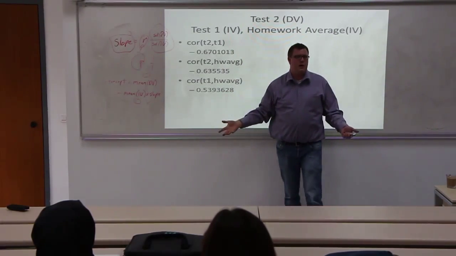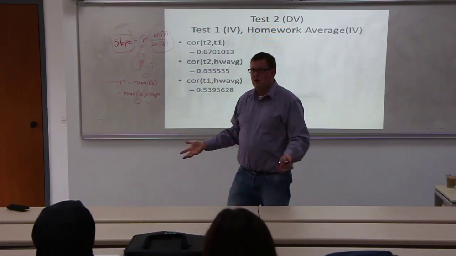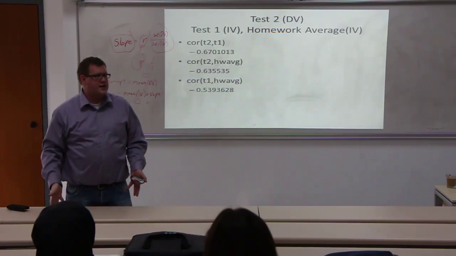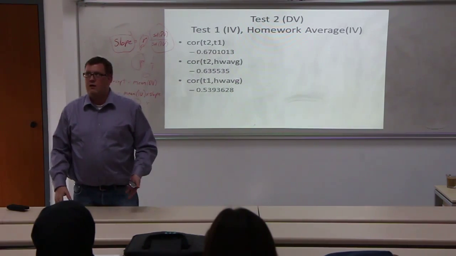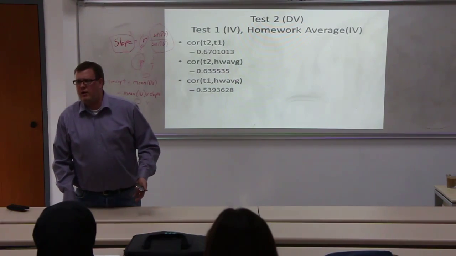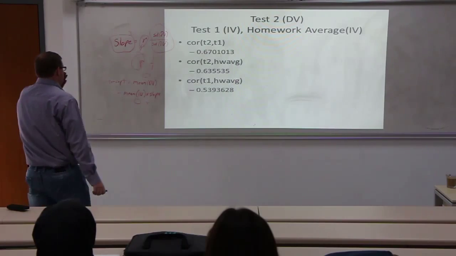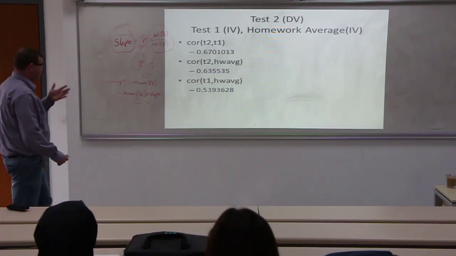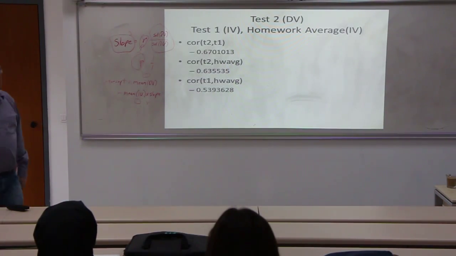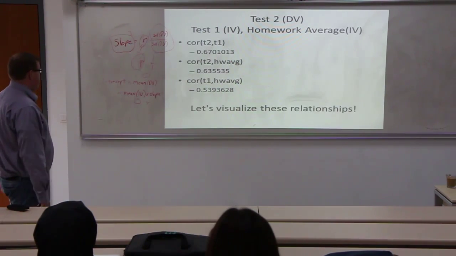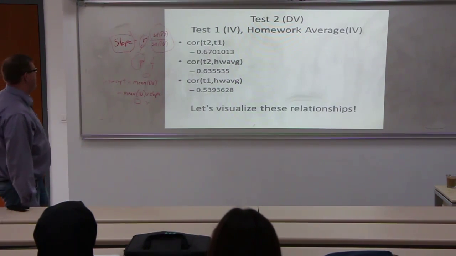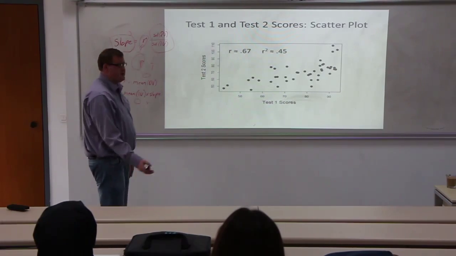They should be correlated, right? People who did more homework should probably have done better on test 1 too. On test 1 as well. Right? So, you do these correlations, and they're all significant. So, let's visualize these different relationships. We can start off with their scatter plots.